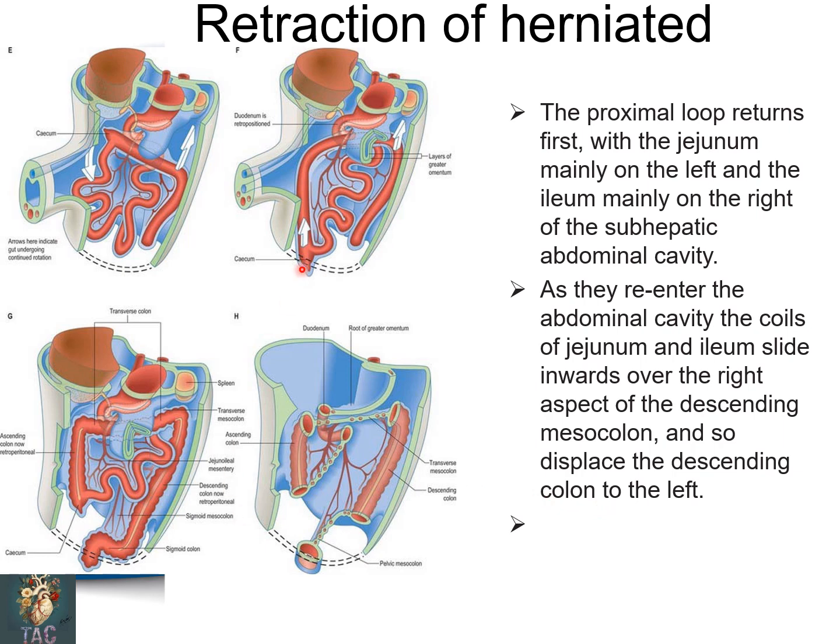So here you can see the descending colon, and because of the moving, elongation and rotation of intestinal loops, the descending colon finally comes to lie in its position, that is on the left side of the abdominal cavity.